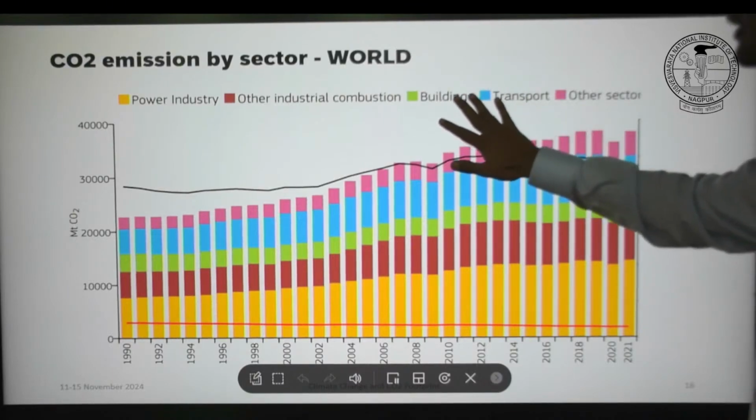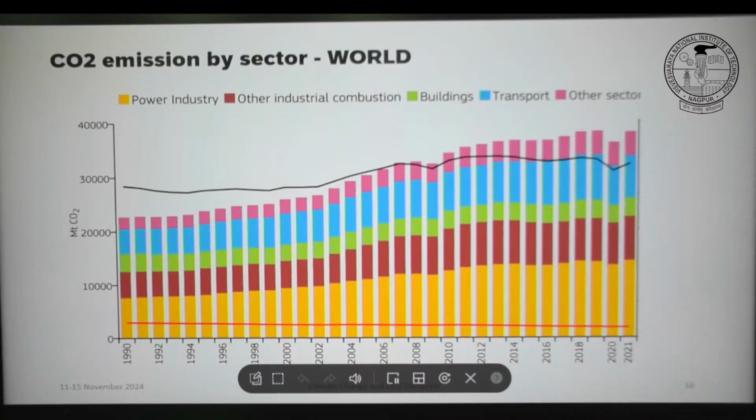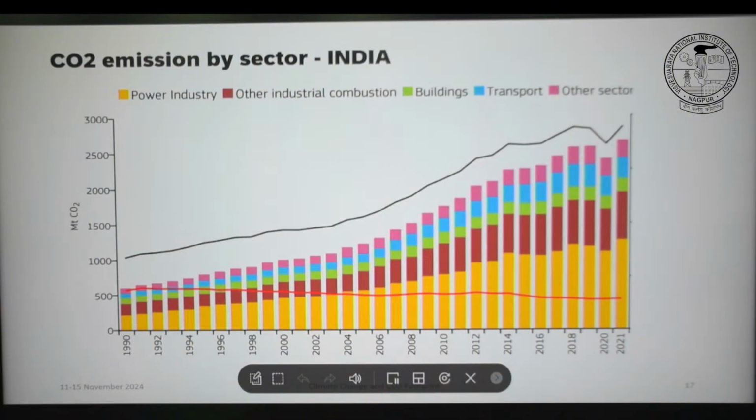but it's a big number for the Western world because the climate is very cold, and you have to supply a lot of domestic heating. So that's the world perspective, and here we see the India perspective. So here also we have mostly a similar thing. Most is for electricity power production, other industrial combustion, and you already see that buildings is a smaller fraction for us in India.